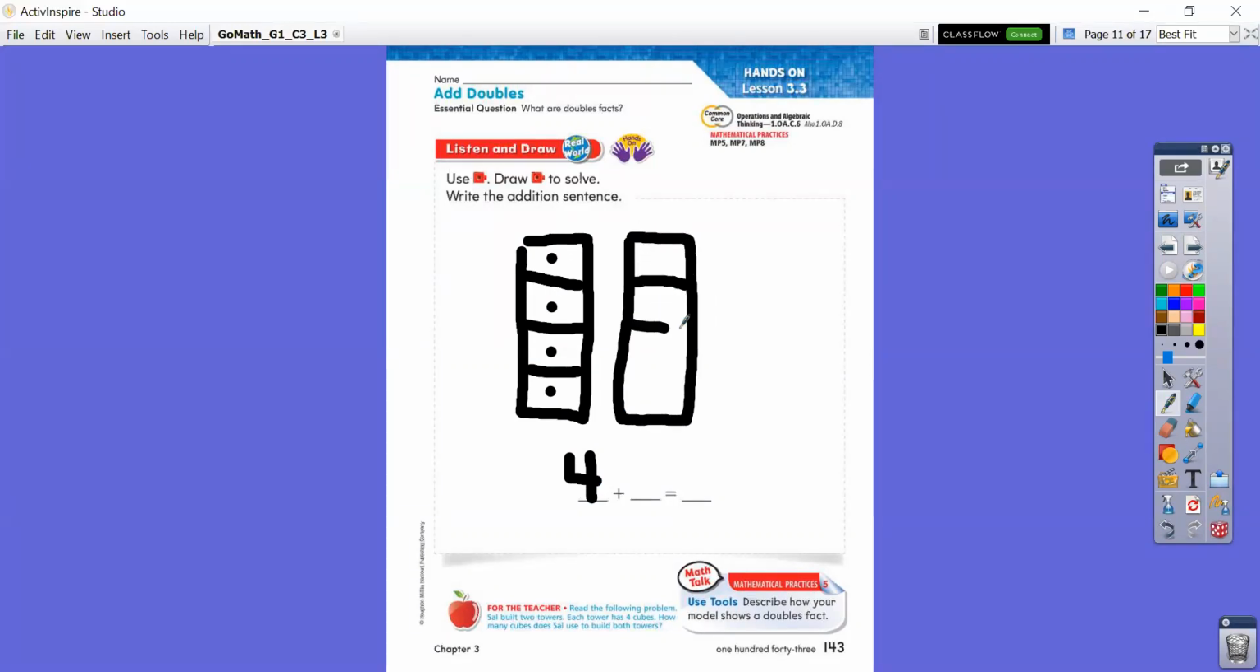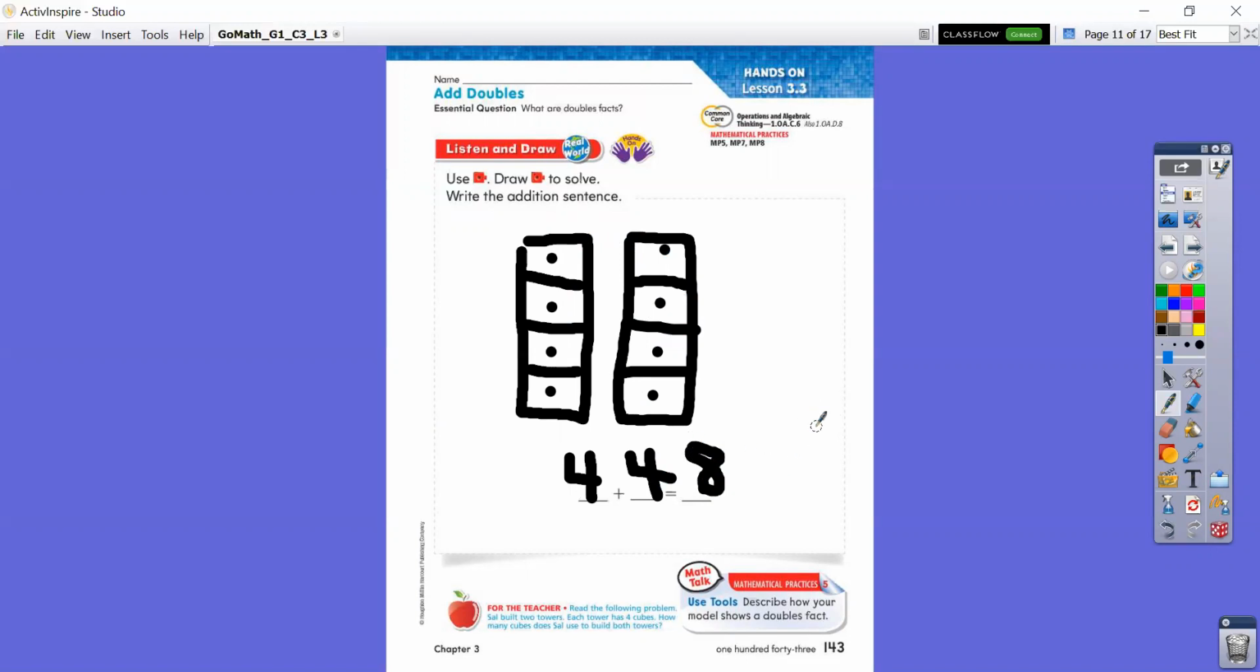Again, we're going to make 4 cubes here. 1, 2, 3, 4. So I put that other number 4 right here. So I have 4 here and 4 here. Therefore I have a doubles fact. So we would go 1, 2, 3, 4, 5, 6, 7, 8. So 4 plus 4 equals 8.